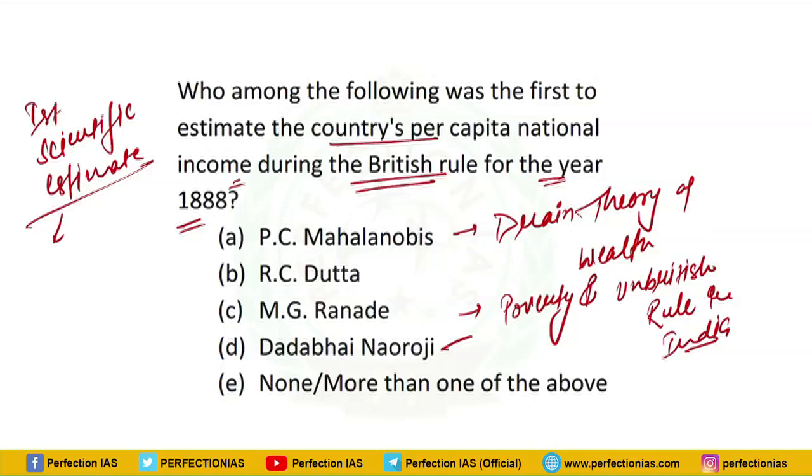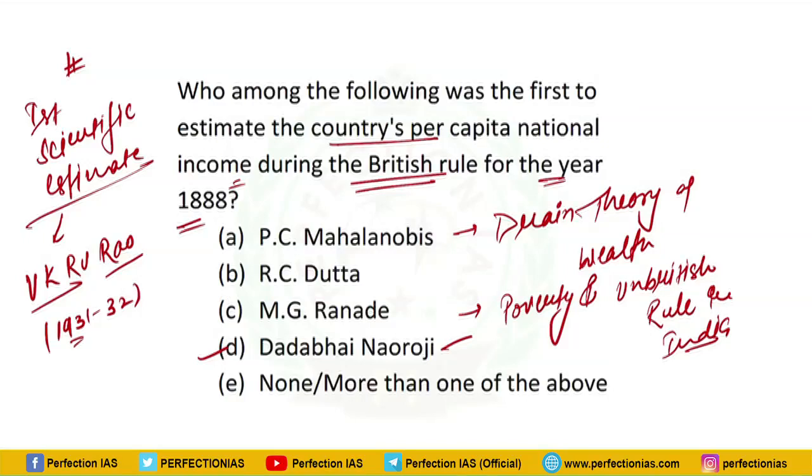Now if the question is about the first scientific estimate of national income, then the correct answer would be Professor V.K.R.V. Rao. So the first attempt was done by Dadabhai Naoroji, but the first scientific attempt to estimate our national income was done by Professor V.K.R.V. Rao in 1931-32.